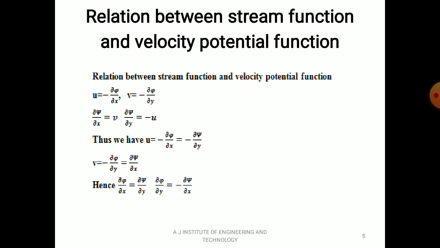Similarly, we can write the expression for v as v equal to minus ∂φ/∂y, that is from the velocity potential function, that is equal to ∂ψ/∂x, that is from the stream function. So hence we can equate ∂ψ/∂x equal to ∂ψ/∂y, that is equal to u, and again ∂φ/∂y, that is equal to minus ∂ψ/∂x, that is equal to v. There is a relationship between a stream function and velocity potential function.